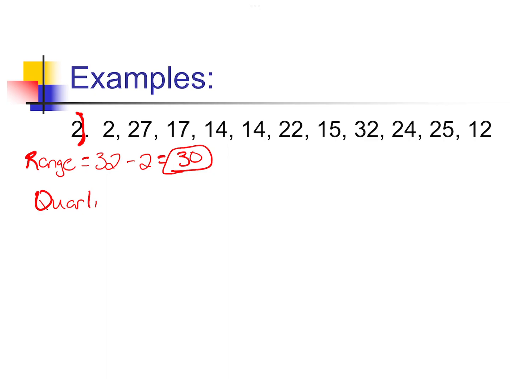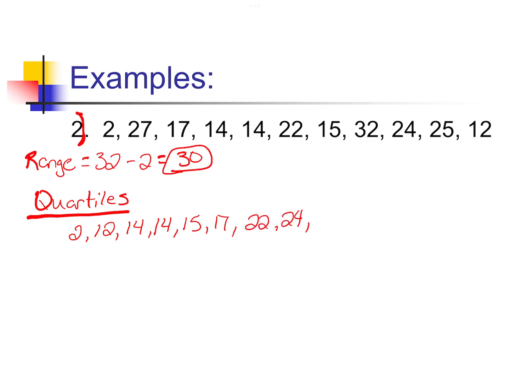Then we're going to find our quartiles. So to find our quartiles, we have to put our data in order from smallest to largest, which it is not up here. So if we do that, we have 2, 12, we have 2 14s, 15, 17, 22, 24, 25, 27, and 32.